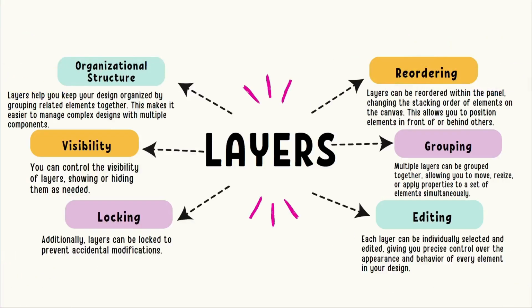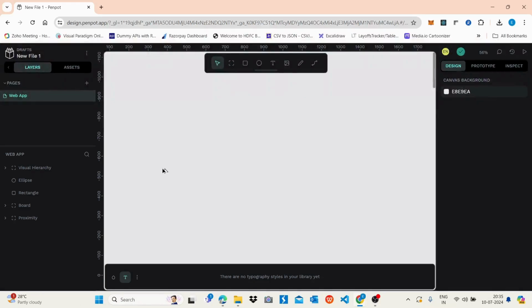Then the main advantage of layers is, simply, the organizational structure. Layers help you keep your design organized by grouping related elements together. This makes it easier to manage complex designs with multiple components. And the visibility: you can control the visibility of the layers, like you can show them or you can hide them whenever it is required.